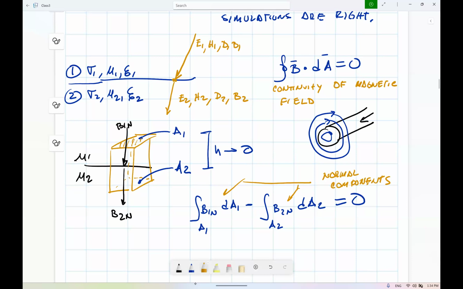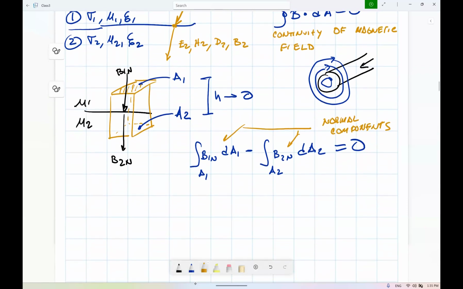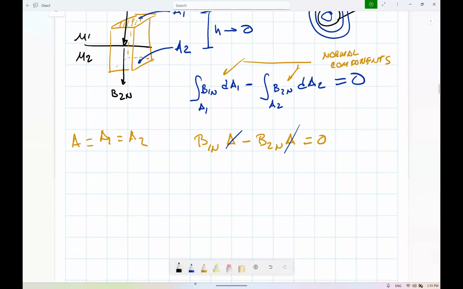Now, why is it true? Because if I make H go to 0, it's basically the same area, right? So whatever enters into one is going to exit on the other one. I can make it small enough so that it has to be the same. Even if it doesn't have to be the same mathematically, engineeringly speaking, it will be the same. Because area 1 equals area 2, and the field is not dependent on the area by itself, at a point it is not, you can say area equals area 1 equals area 2. So I do the integrals like nothing: B1n A minus B2n A is equal to 0. I eliminate the area, and it gives me what I want: magnetic flux density normal 1 is equal to magnetic flux density normal 2.